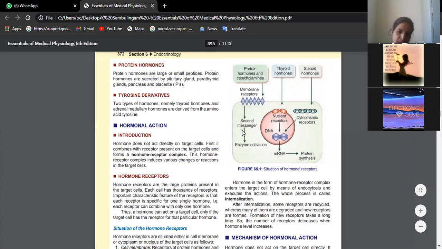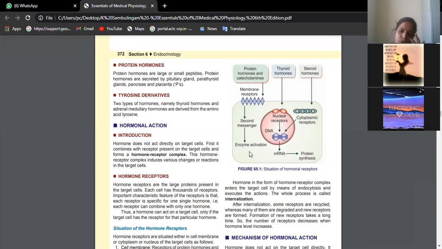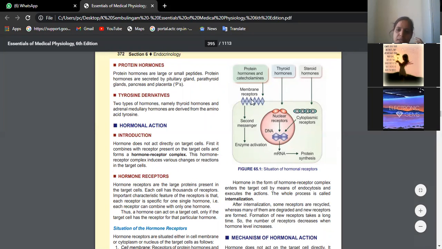Once it enters inside the cytoplasm, it is activated by cyclic AMP, cAMP, that is the second messenger, and it is again activated enzymatically. So finally, any hormone, whether it has membrane receptors, nuclear receptors or cytoplasmic receptors, finally what do they do? They bring about transcription, then translation, and then protein synthesis. This is a very simple way to understand how these hormones act. Either it is insulin or growth hormone or catecholamines, that is adrenal medullary hormones, epinephrine, norepinephrine, thyroid hormones, steroid hormones.